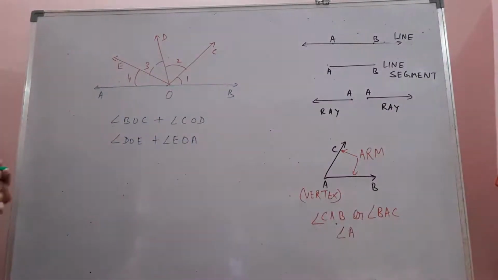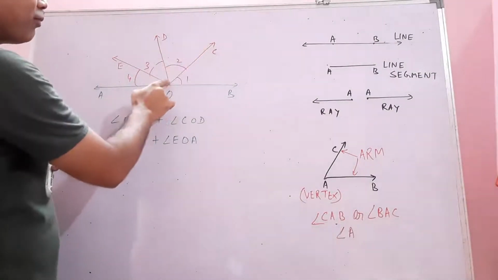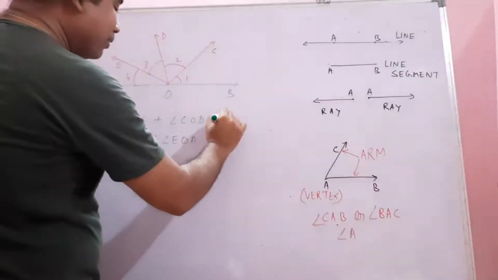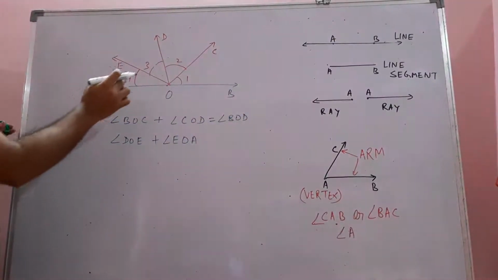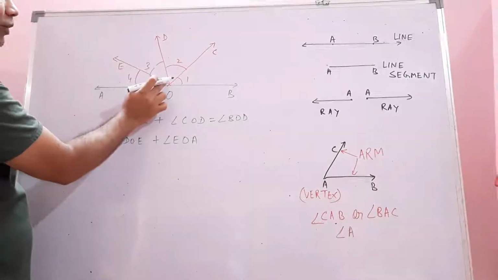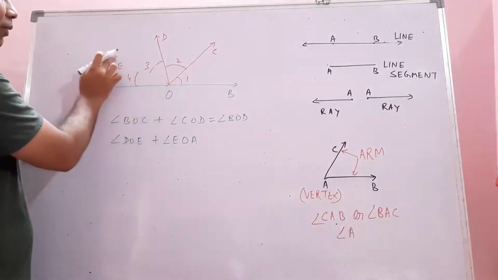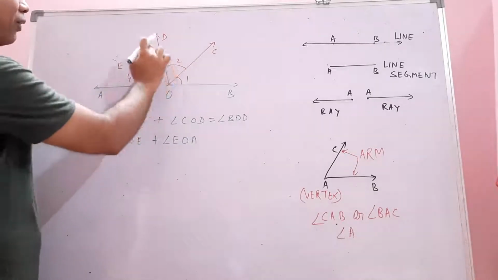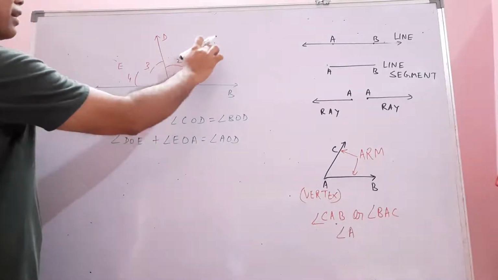So what is the sum of angle 1 and angle 2? I told you that you remove the common arm. If you remove the common arm, then you have angle BOD. Your answer is angle BOD. What is the sum of angle 3 and angle 4? They are adjacent angles because of the same vertex and one common arm. When we add them, you remove the common arm, and what I have here is angle DOA or angle AOD. So after adding, I have these two angles. Okay, clear?